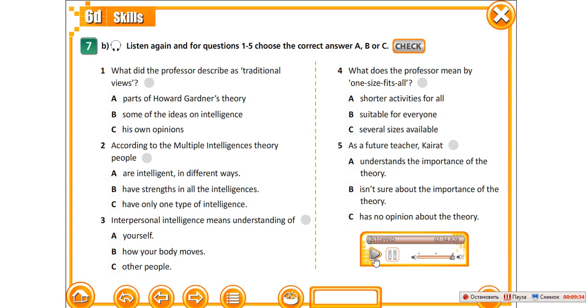You may listen to this dialogue one more time and then write down your answers in your notebooks. Take a photo of them and send me.